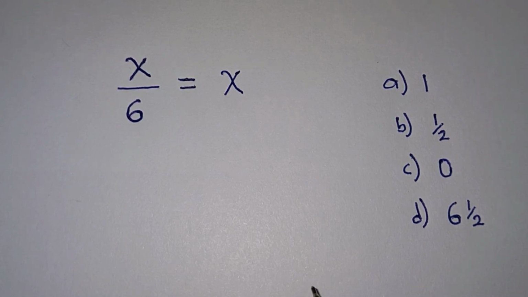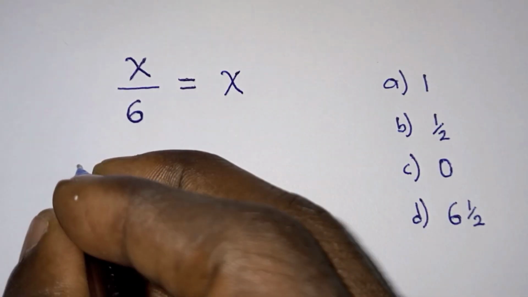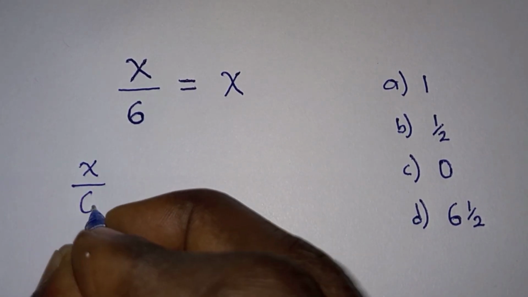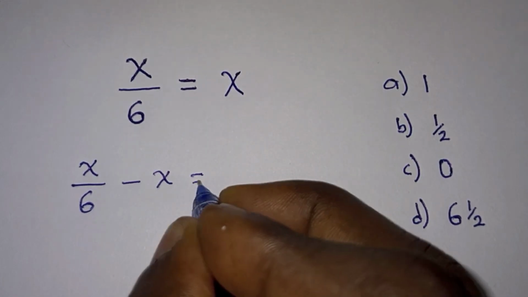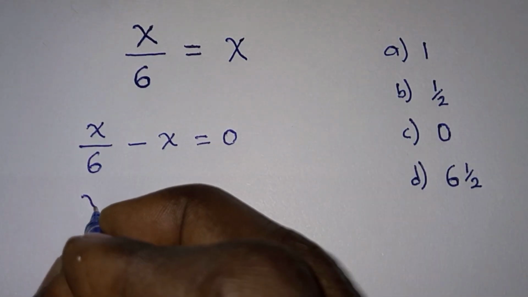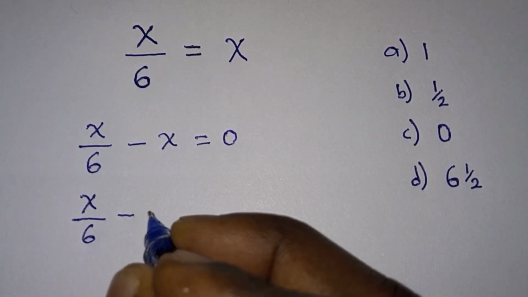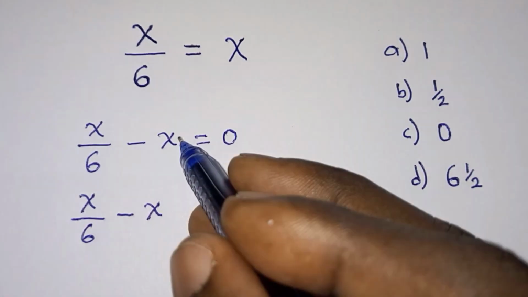Now let's get started. First of all, let's transpose this x. So we're gonna have x divided by 6 minus x is equal to 0. So we have x divided by 6 minus x. Now let's multiply this x by 1.